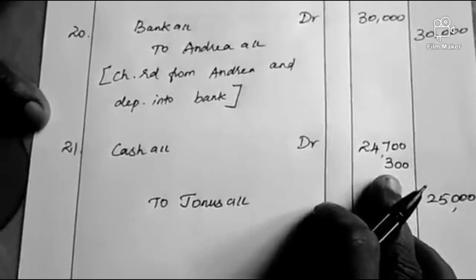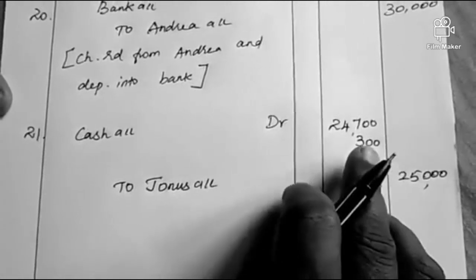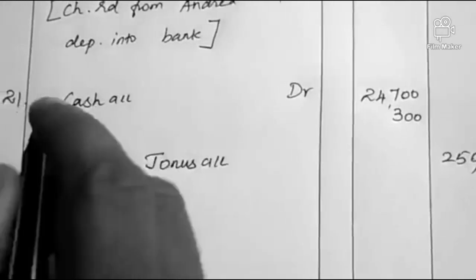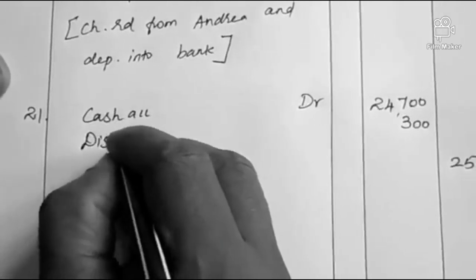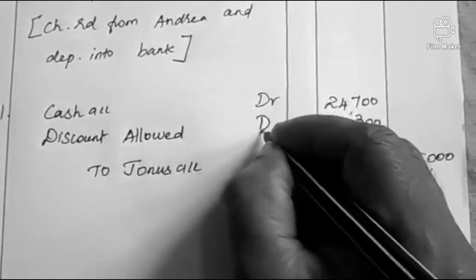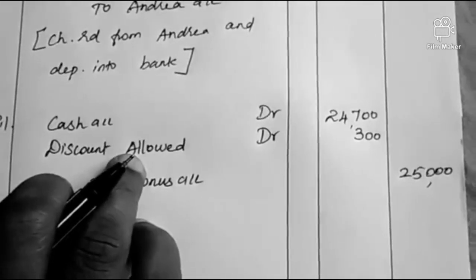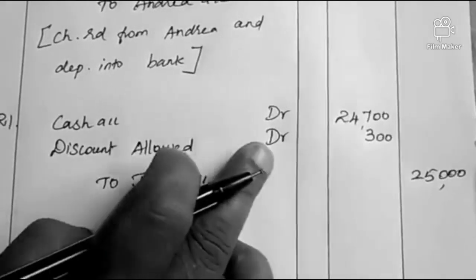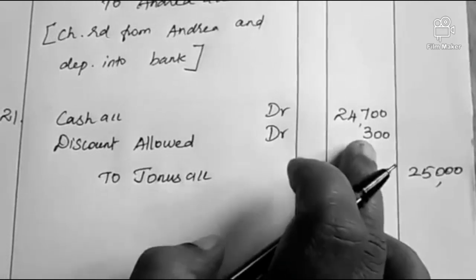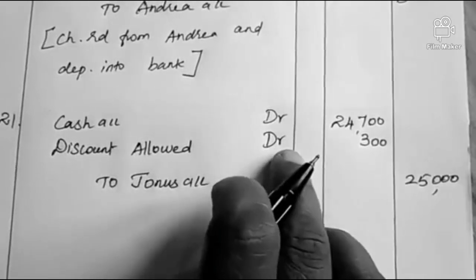discount. You have allowed discount to Jonas. So when you allow any discount to your customer, is it an income or expense? It is an expense or loss. So discount allowed, you have allowed discount. Discount allowed is a nominal account. Nominal account rule is debit all expenses and losses. When you allow discount to your customer, it is a loss or an expense. So debit the expense. Discount allowed will be debited.